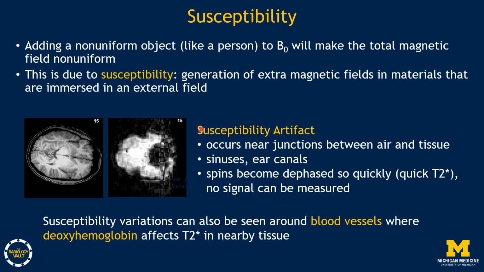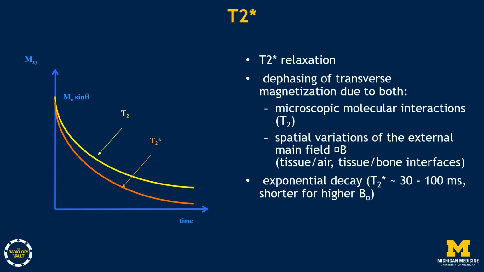And those susceptibility artifacts, as you all know, will occur near the junction of air and tissue, like the ear canal and sinuses. This variation can also take place around blood vessels where there is deoxyhemoglobin, because it is paramagnetic. So deoxyhemoglobin will affect the T2 star in the surrounding tissue and give rise to a dark signature. And that is known as susceptibility, as we all know.